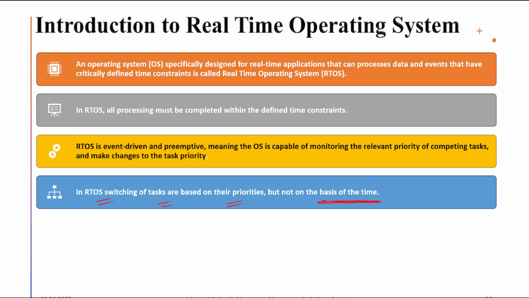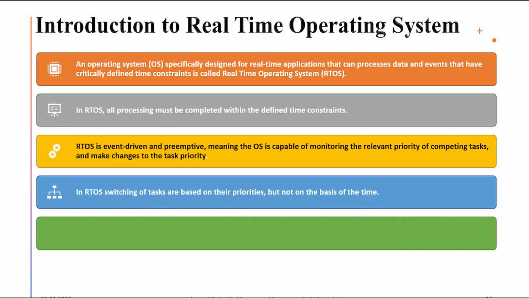So whenever you are designing a system, you will have to define the priorities first. And based on those levels of priorities, the task will run. Remember, tasks do not run on the basis of time in case of RTOS.